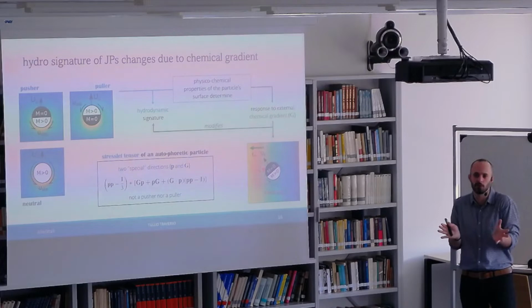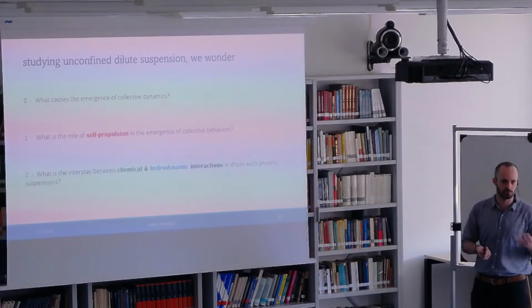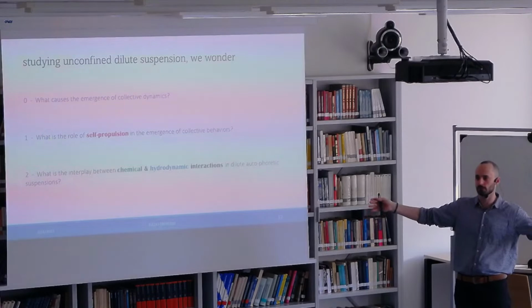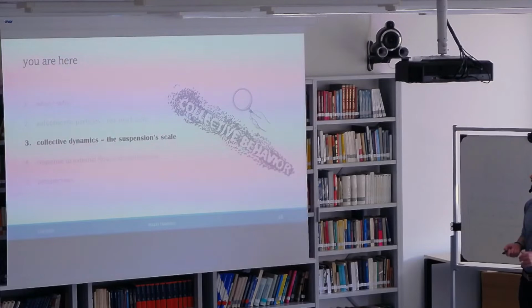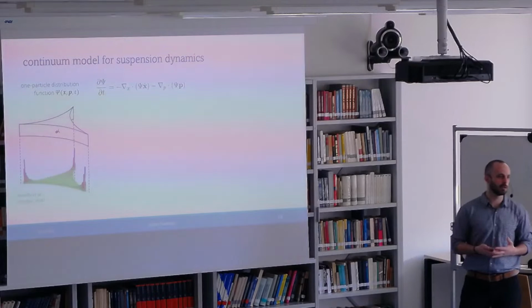So we want to see the collective dynamics of these particles. So how do they interact? Well, as I said, they introduce flow disturbances and they introduce chemical disturbances. So they might interact. What is the role of self-propulsion and what is the role of these two interaction routes? And so we look at the collective motion. How do we model, first of all, this collective motion?